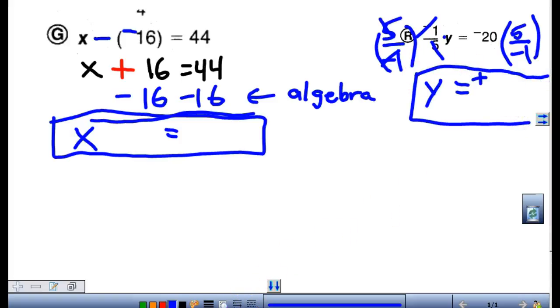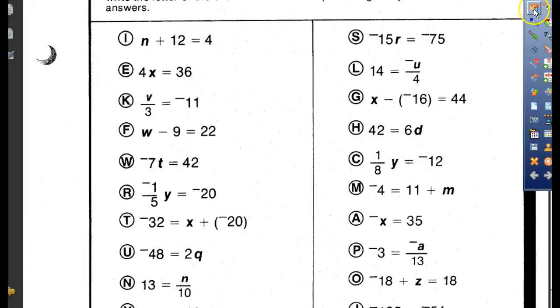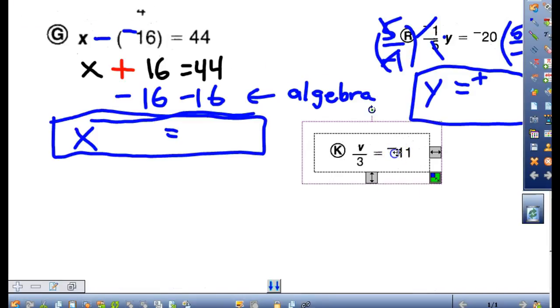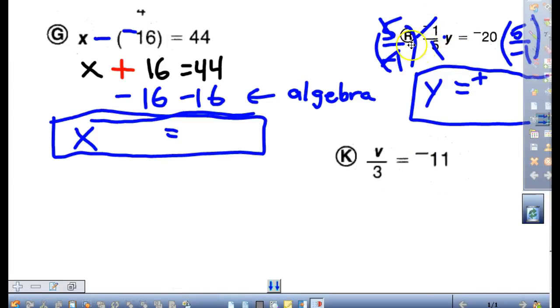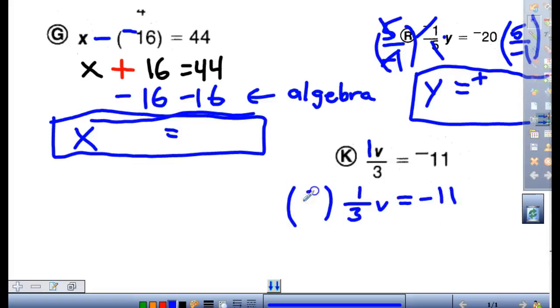And then lastly, I think there's a problem on here like that. There's a couple of them. So reminder, like on letter K, the third one down on the left. What if it's not a fraction? So like this, above it was 1/5 y, so it's easy, 5 over 1. But what if it's v over 3? There's no fraction there. Just remember that that's a 1, so it's really 1 over 1/3 times v. And then the reciprocal would be 3 over 1. And again, this is the algebra.